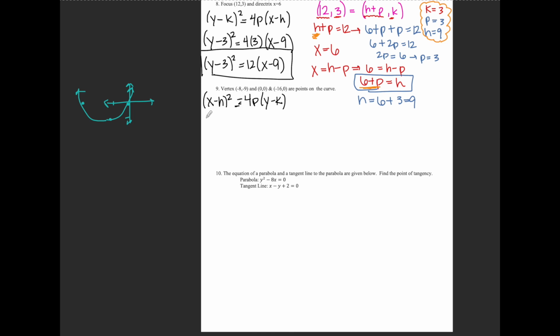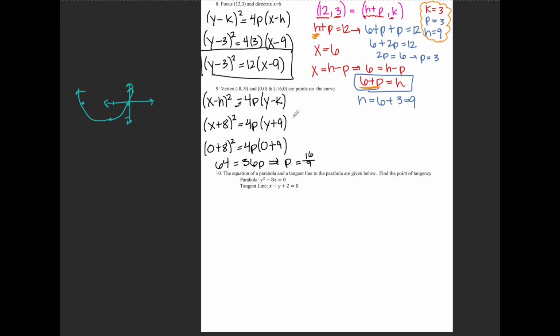If I plug in h and k from the vertex, I have (x plus 8) squared equals 4p times (y plus 9). I need to solve for p, but I know that both of these points are points on this parabola. So if I plug these values in for x and y, I'll be able to solve for p. So I'm going to choose (0, 0) because that's just a lot easier than dealing with a 16. So I have (0 plus 8) squared equals 4p times (0 plus 9). So 8 squared is 64 equals 4p times 9. So that's 36p. Divide by 36 on both sides, and you get a gross fraction of 16 over 9.